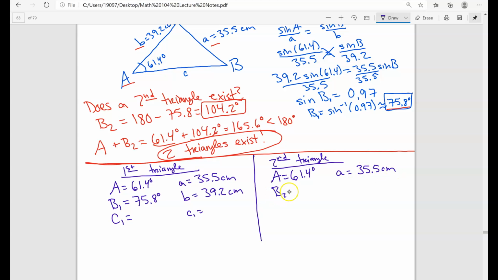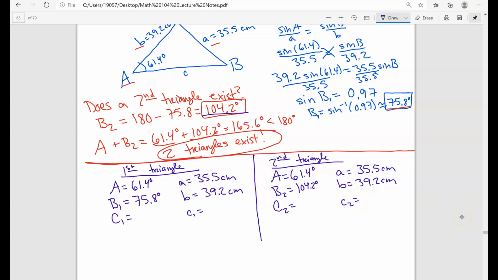Now I have a B2, which is equal to 104.2 degrees. That's what we figured out here. And then your B still is the same, 39.2 centimeters. And then I don't know what C2 is going to be, or little c2. Okay, so we got to figure out basically the C's now.